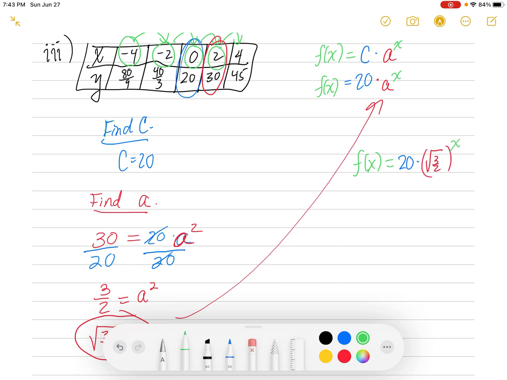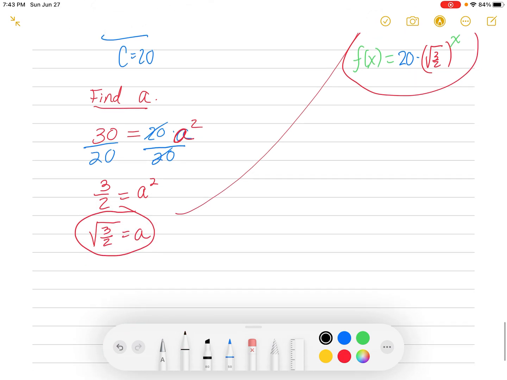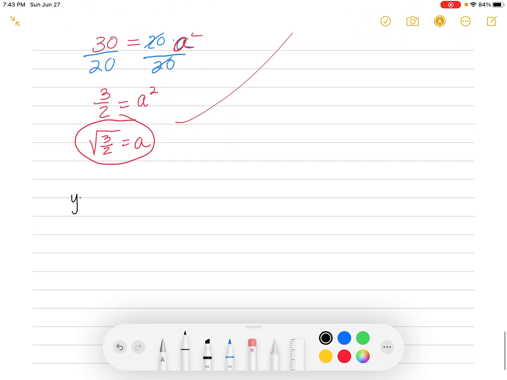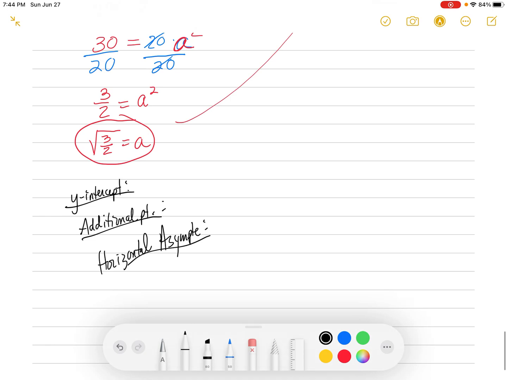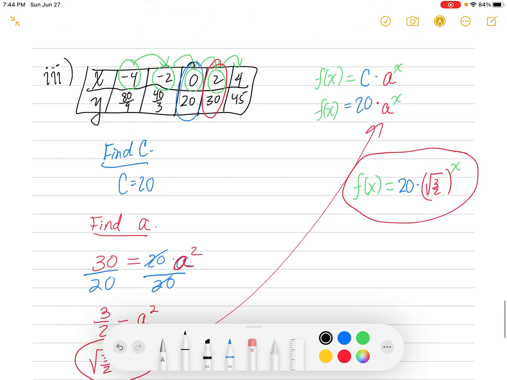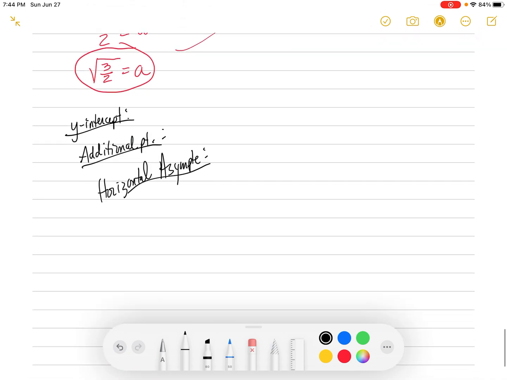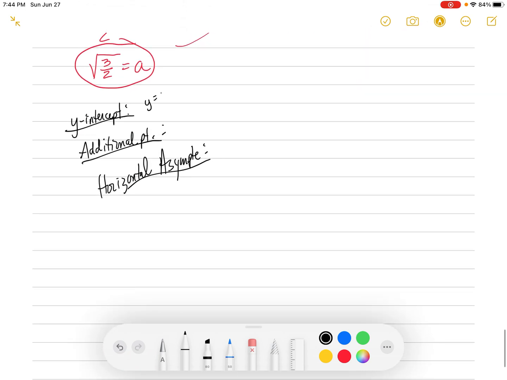So we got f of x equals 20 times the square root of 3/2 raised to the x power. There's our function. Now if we wanted to graph this, you need the y-intercept, which we have. We need an additional point. And we need the horizontal asymptote. And that should be enough to graph.